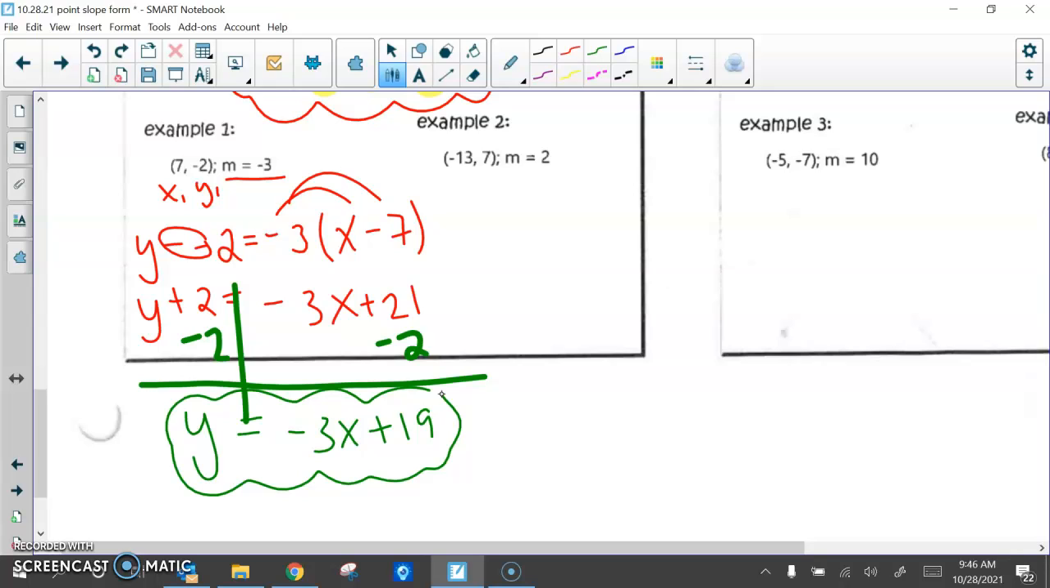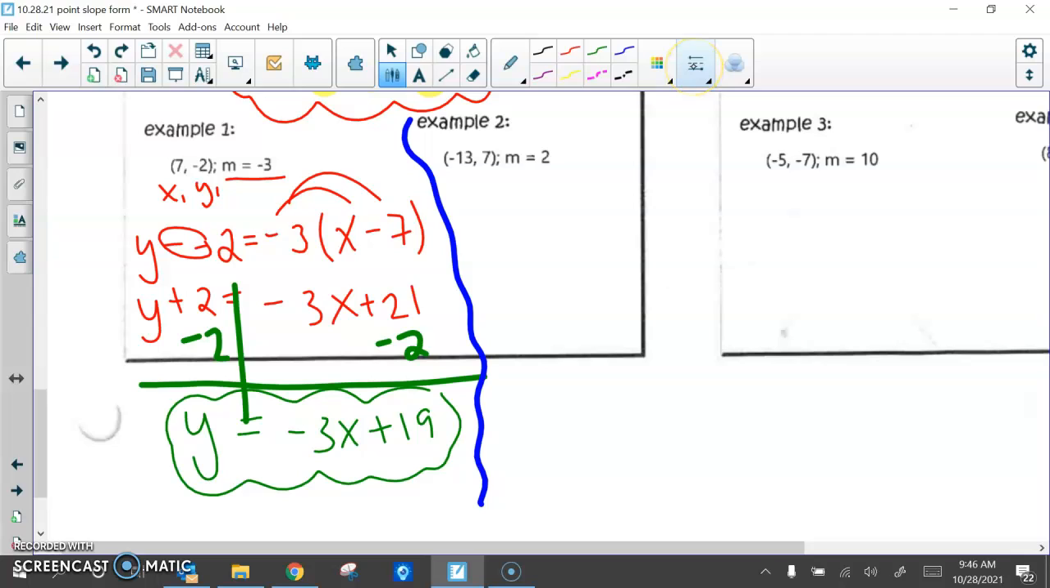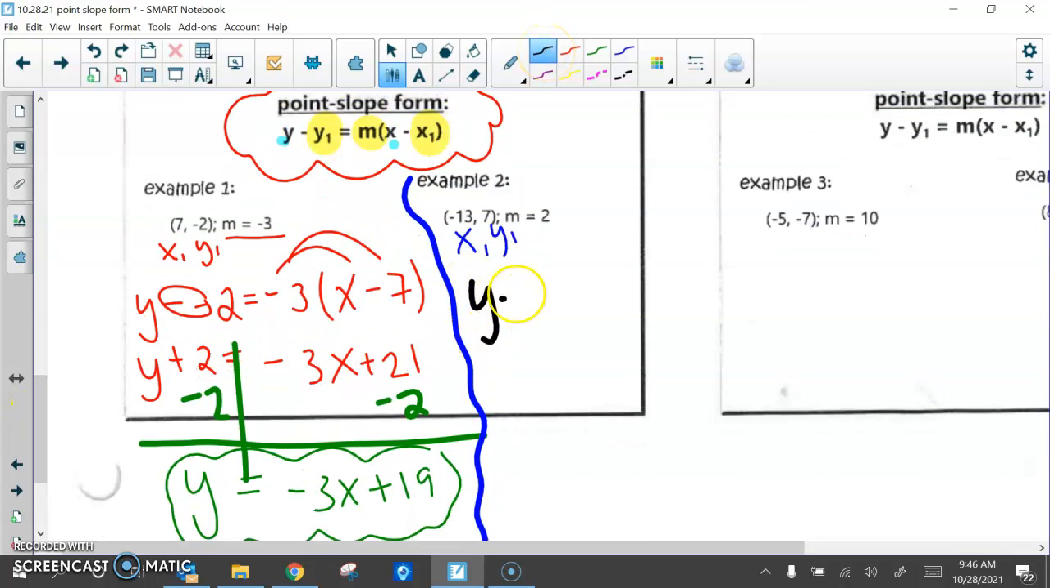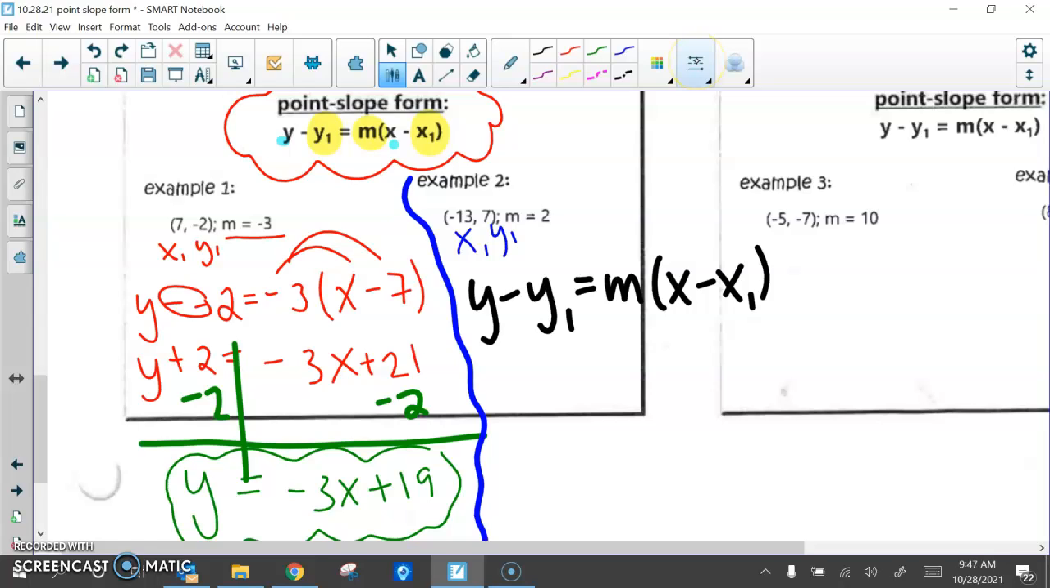Okay, let's try example number 2. Again, we need x1, y1, and we have our slope. So the formula we're using is y minus y1 equals m times x minus x1. And you do not have to memorize this because it is given to you on the end of course formula sheet. You just have to know how to use it.